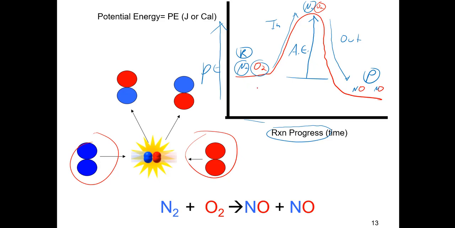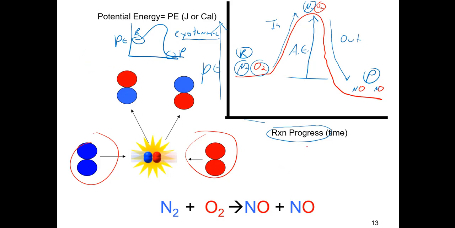Now, I do want to point out, I drew this in two different ways. You may not have noticed this. I can either draw it like this, where the product potential energy is lower than the starting reactant potential energy, in which case we call this an exothermic reaction, because there's a lot more energy exiting than required for the reaction.